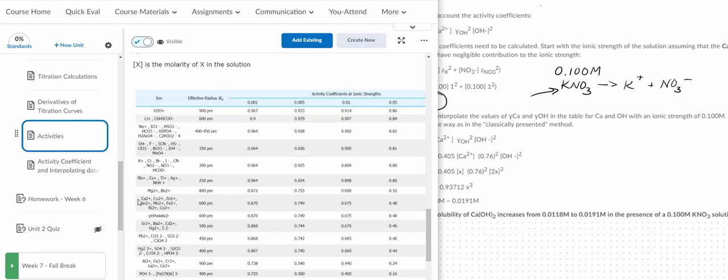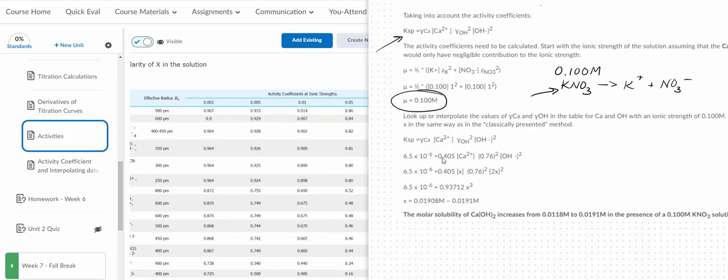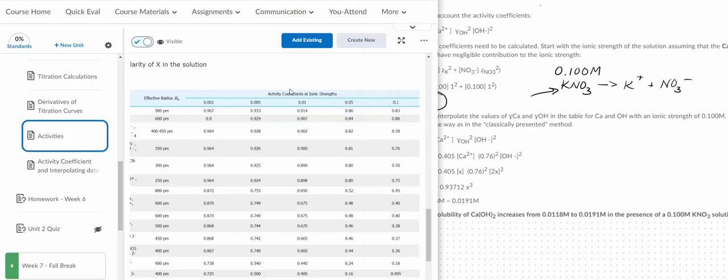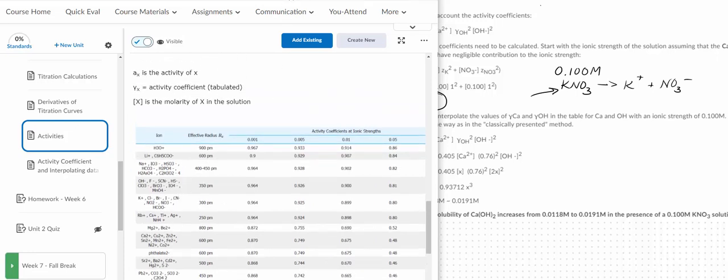Calcium is a +2. It's located here in the middle. So all the way on the right, that activity coefficient is 0.40. And here I have 0.405. This is the value given by Harris, but this is the value from our OER text. OH minus is the fourth row down.